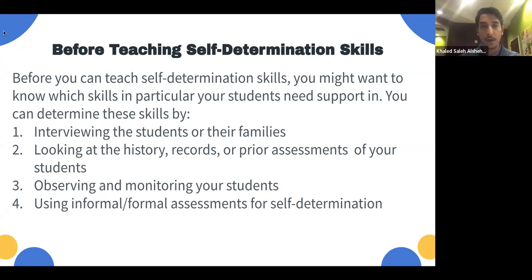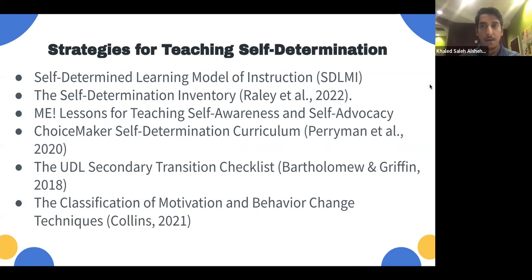Also look at the history record and the peer assessment of the student. Also, we should identify the strengths and the needs of the student. And there are informal and formal assessments for self-determination. There are a lot of strategies, and one important strategy is the self-determined learning model of instruction, the SDLMI. I think Grace will talk about this in this presentation.